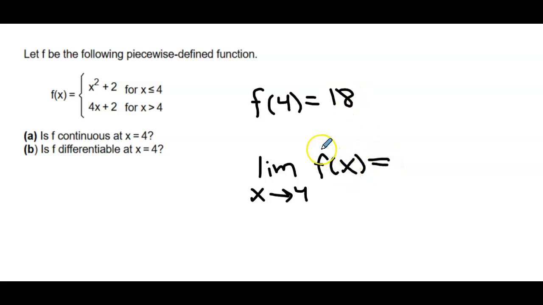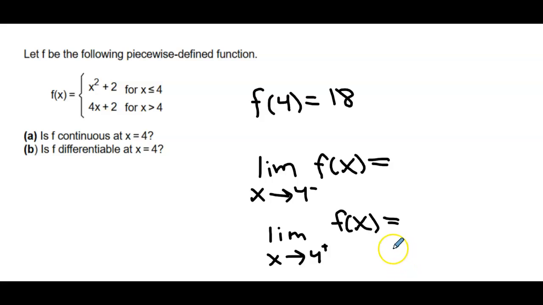Our definition of continuity is that the function at a specific value of x, in this case 4, is equivalent to the limit of that function as x approaches that same value, in this case 4. So to get the limit as x approaches 4, we just need to make sure the left and the right side of 4 give us the same value when we approach x as a limit.